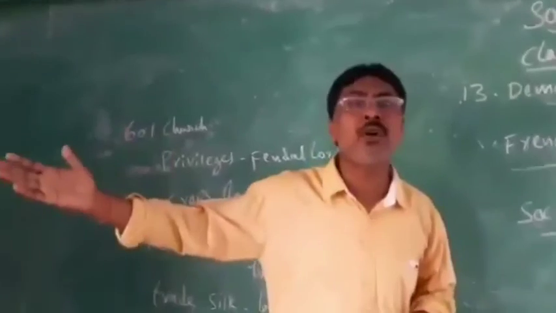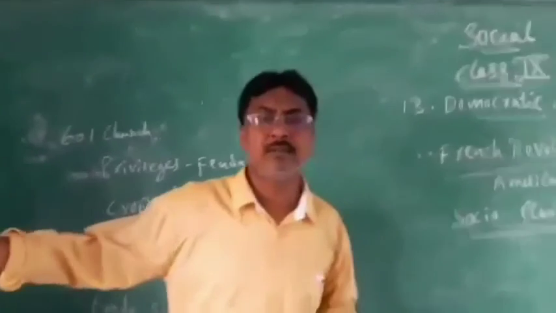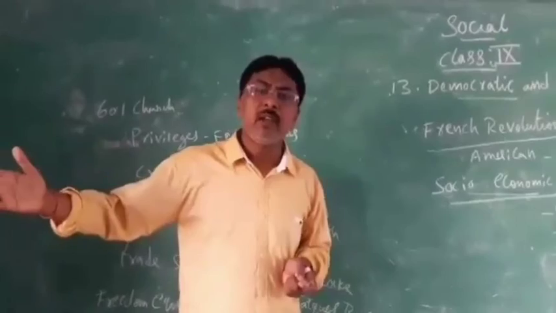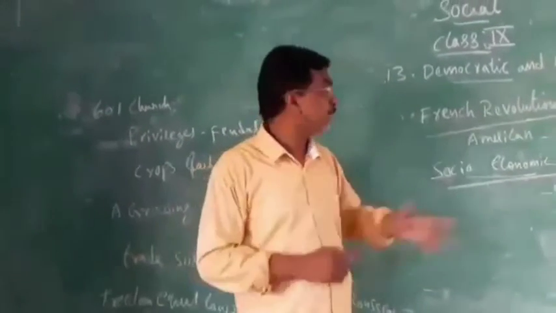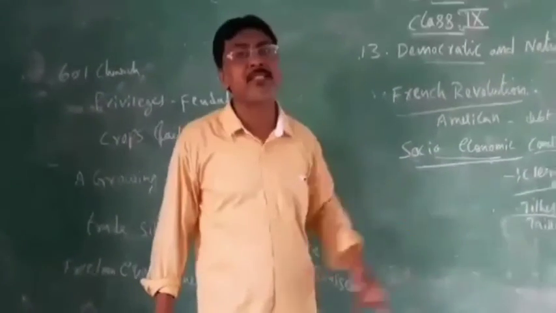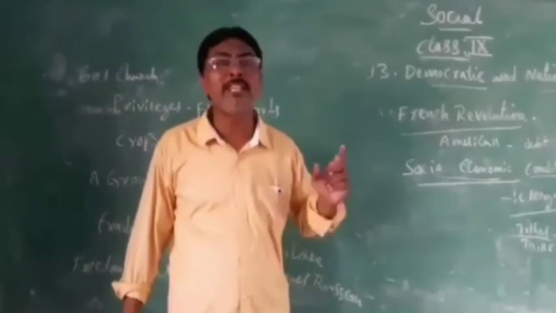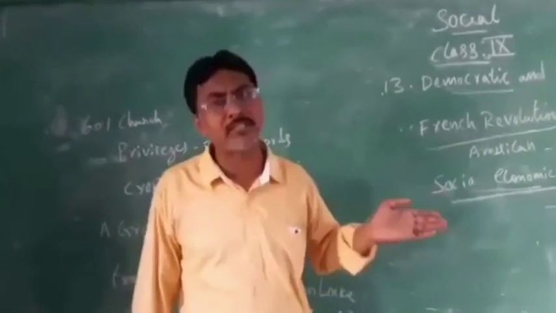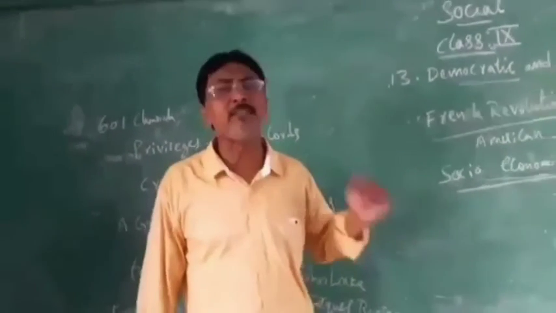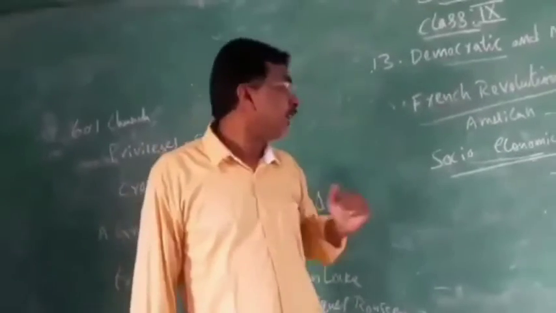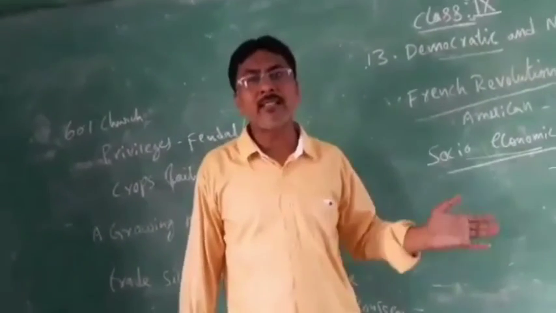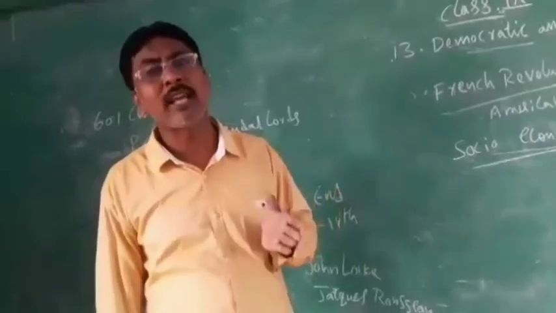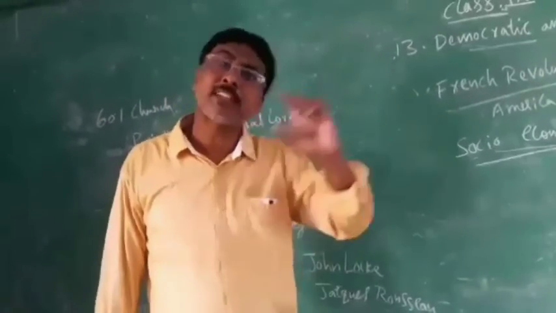The persons who do farming, we call them peasants. The peasants do agriculture, and they used to pay the tax, the Tithe. Tithe is nothing but paying the tax to the church. Paying the tax to the church is called Tithe in France. And Taille is paying the tax to the government.